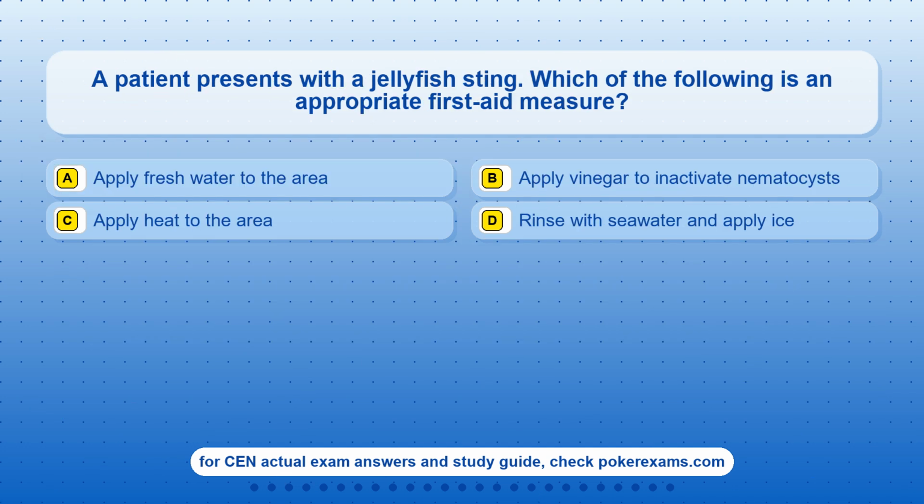Question 15. A patient presents with a jellyfish sting. Which of the following is an appropriate first-aid measure? Option A, apply fresh water to the area. Option B, apply vinegar to inactivate nematocysts. Option C, apply heat to the area. Option D, rinse with seawater and apply ice.